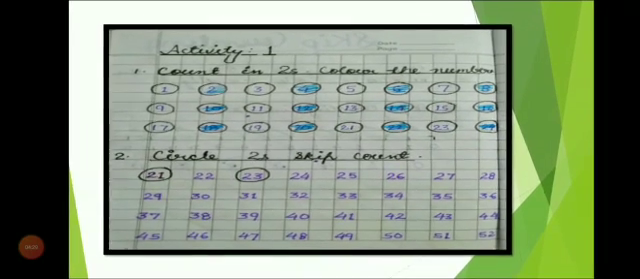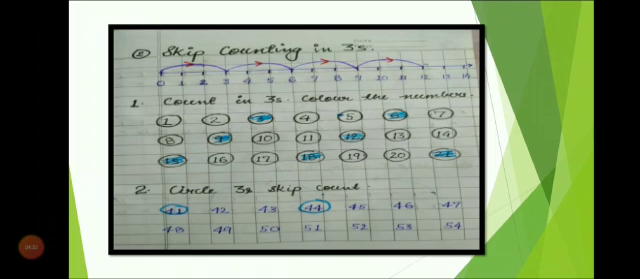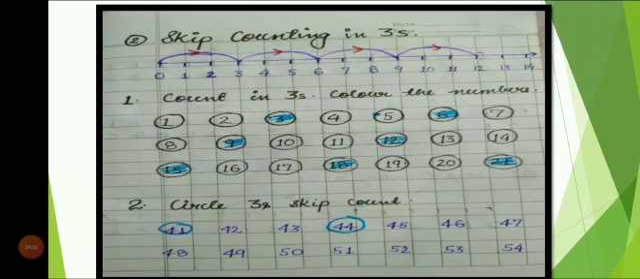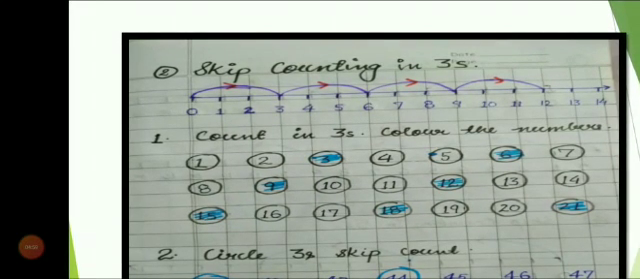Okay. Now, let's take our second topic, skip counting in 3s. Students, like 2s, in 3s skip counting, we have to skip. But the difference is, in 3s skip counting, we have to reach every third number. And in 2s, we have to reach every second number. Okay. So, here, we have to reach every third number. So start from 0. Now 1, 2, 3. Again 1, 2, 3. It means in 3s counting we got the numbers 0, 3, 6, 9, 12 and so on.